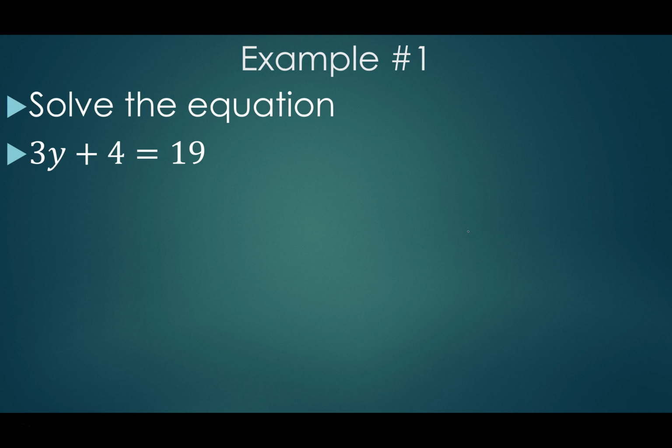So for this problem right here, we need to move the 4 and the 3. Since we're adding the 4, we will subtract by 4 from both sides. Get 3y equals 15. And divide by 3, which means y equals 5.